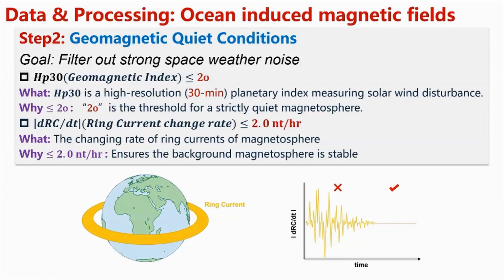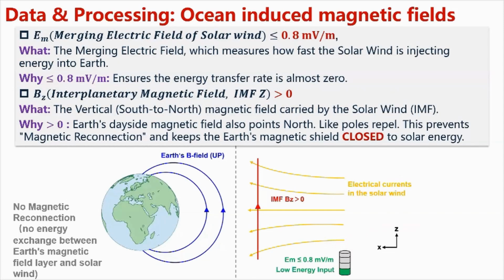These categories mean a very strictly quiet magnetosphere. We also measure the change of the ring current rate, and make sure the rate is less than 2.0 nT per hour. The purpose is also to make sure the background is stable. We also consider the solar wind, so we use the merging electric field, with an amplitude less than 0.8 mV per meter.